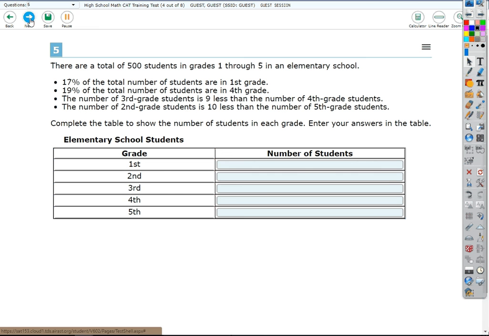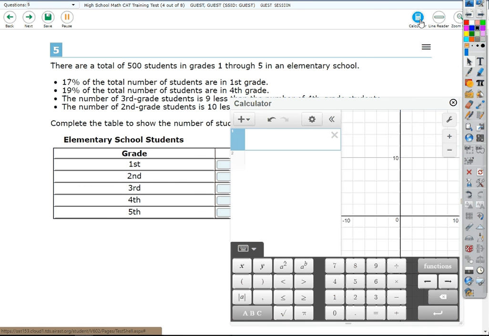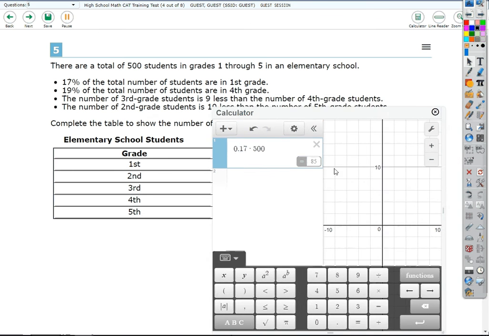So as a decimal, 17%, we just move the decimal 2 places to the left, right? It's 0.17. So all we've got to do, and we can do this right in Desmos, we're just going to do 0.17 times 500, and we get 85. So there's our first answer, right?